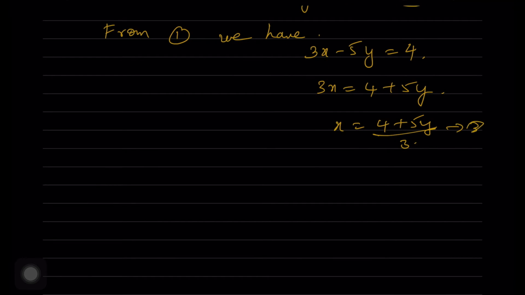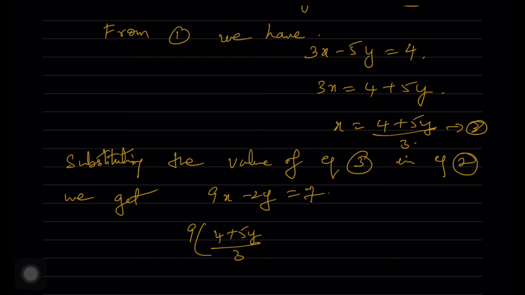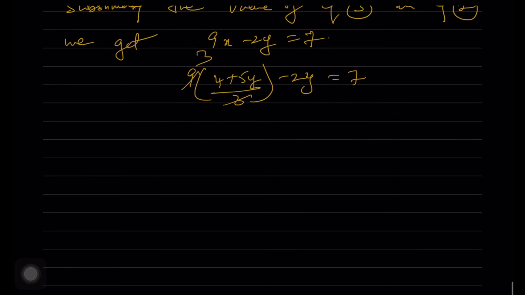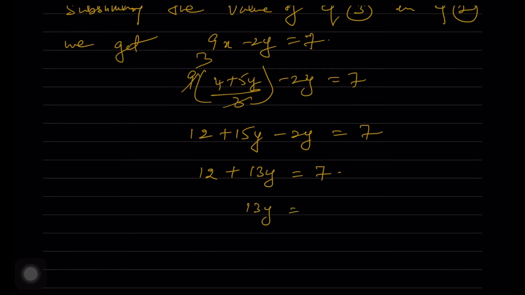Now if you take this as equation 3, substituting equation 3 in equation 2, what do we get? We'll see. And that is equation 2, 9x minus 2y is equal to 7. So 9 into 4 plus 5y by 3 minus 2y is equal to 7, or you're getting it as, here the 3's get cancelled, so you get 12 plus 15y minus 2y is equal to 7, or 13y is equal to 7 minus 15.